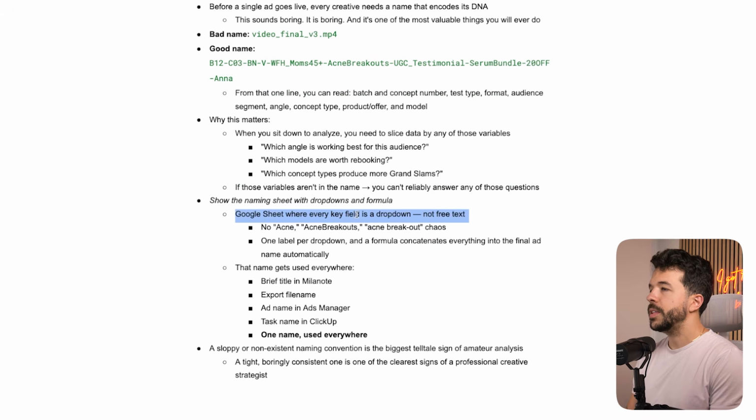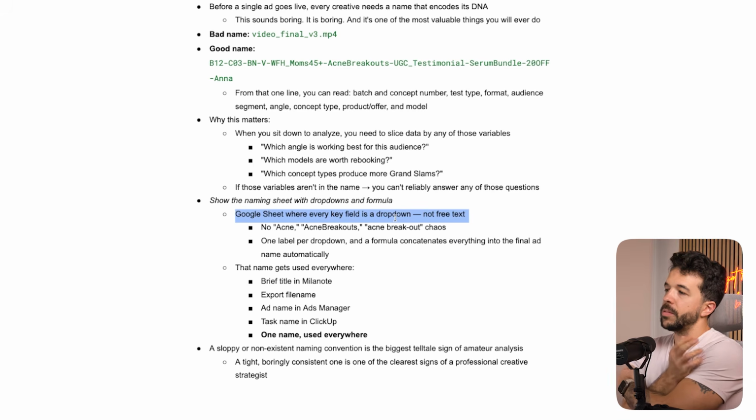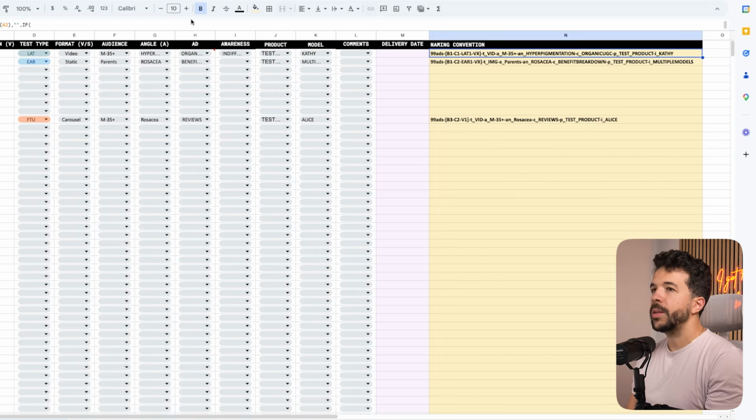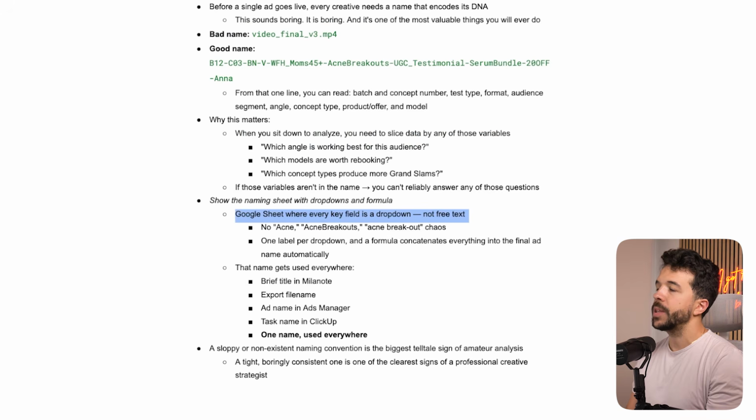The Google Sheet is where every key field is a dropdown. It's not just free text that you add randomly. In this case, again, we have a certain dropdown. You can fix this with anything you want. You can edit it. You can add new things. You can add new voices that are more specific to your product and to your brand. One label per dropdown, and a formula concatenates everything into the final name automatically. The name gets used everywhere, from brief titles to export file names, ad name in the ads manager, task name on ClickUp. One name used everywhere.